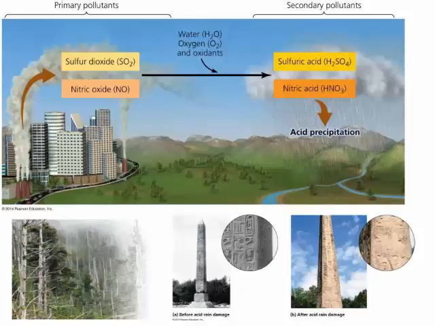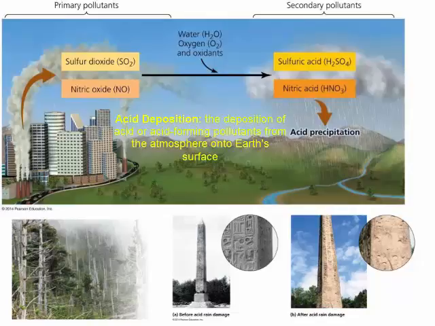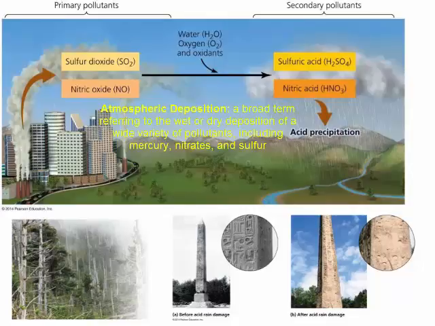Let's now turn our attention to the problem of acid deposition, commonly known as acid rain. Acid deposition is the deposition of acid or acid-forming pollutants from the atmosphere onto Earth's surface. A simple way to think of this is that acid precipitation is any form of precipitation that is more acidic than normal. Acid deposition is one type of atmospheric deposition, which is a broad term referring to the wet or dry deposition of a wide variety of pollutants, including mercury, nitrates, and sulfur.